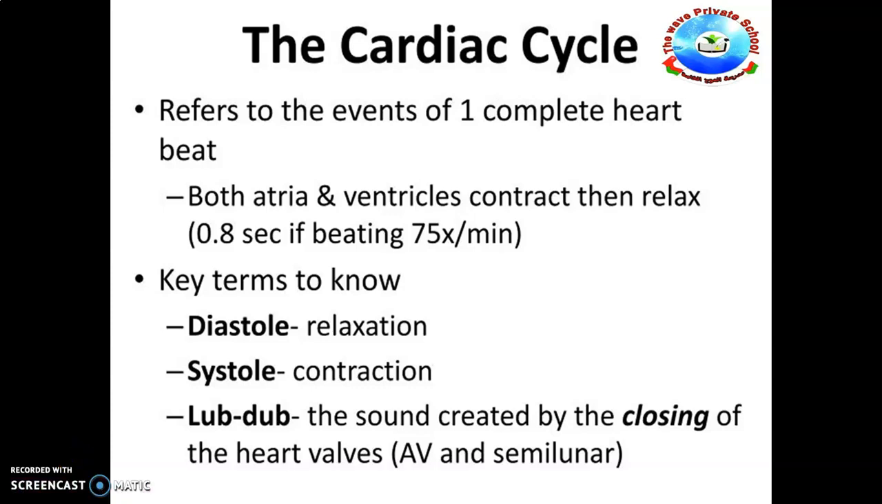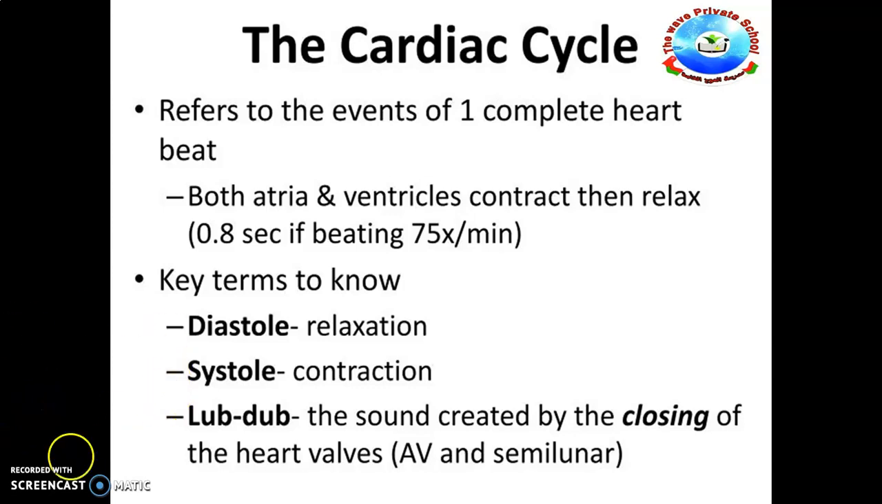Hello again. So this is video number 4, part 2 for the subtopic the heart in the main topic transport in mammals. So let us continue. The next point we are dealing with is the cardiac cycle.